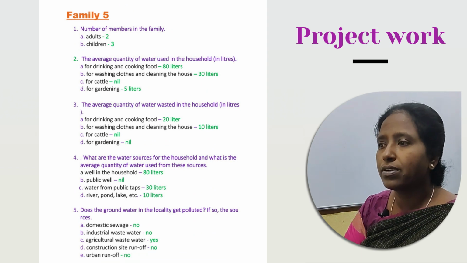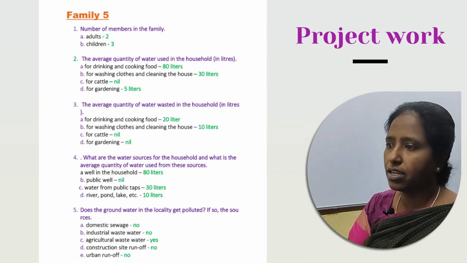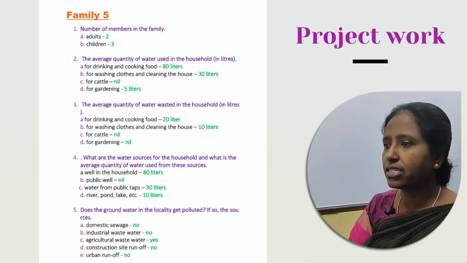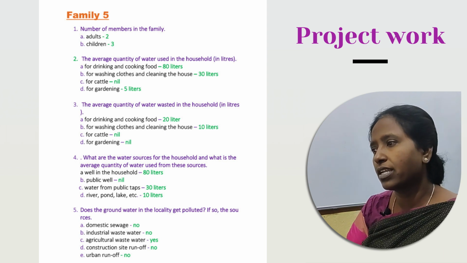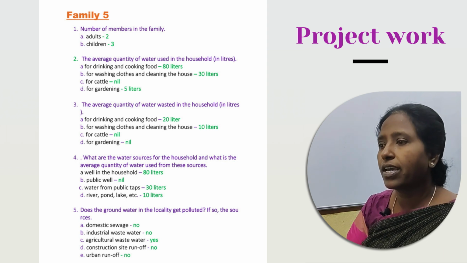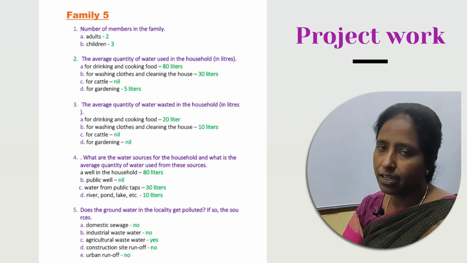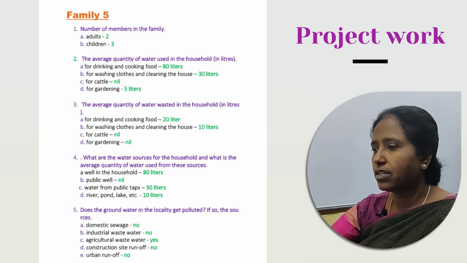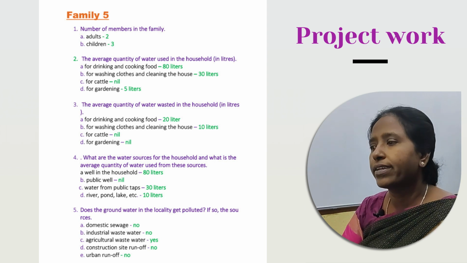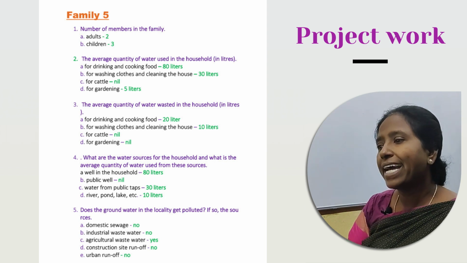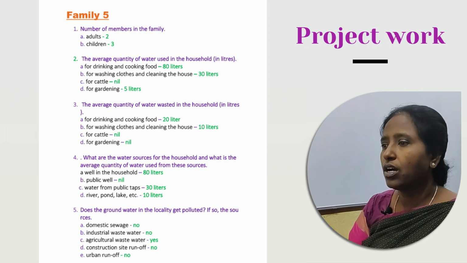Family 5 members, adults 2, children 3. Drinking and cooking, 80 liters. Washing clothes and cleaning house, 30 liters. Okay, for cattle, nil. For gardening, nil. No water is wasted. Okay, what are the water sources for the household and what is the average quantity of water used from these sources?